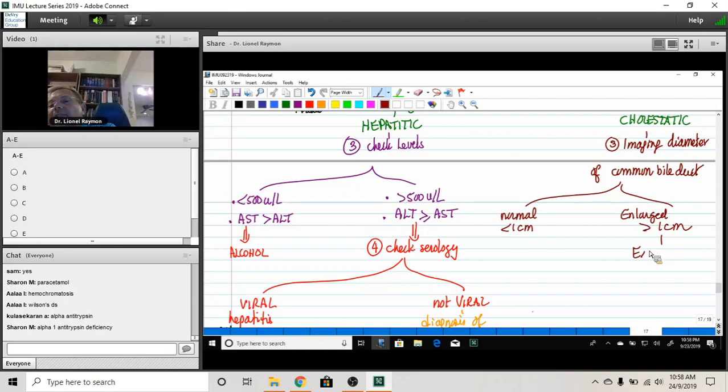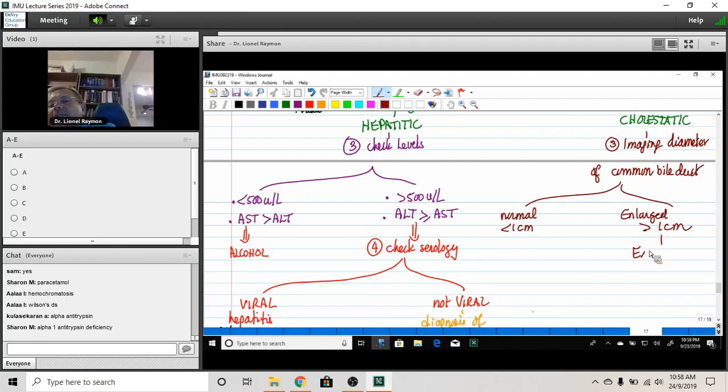And if it's extrahepatic, well, then your big story is probably gallstones, whether they're bilirubinate or lipid, pigmented or not, or otherwise it could be a cancer, like a pancreatic cancer, head of the pancreas. So maybe check for CA 19.9 for pancreatic cancer. Or otherwise it could be other reasons, but these would be the big ones to have an enlarged common duct.